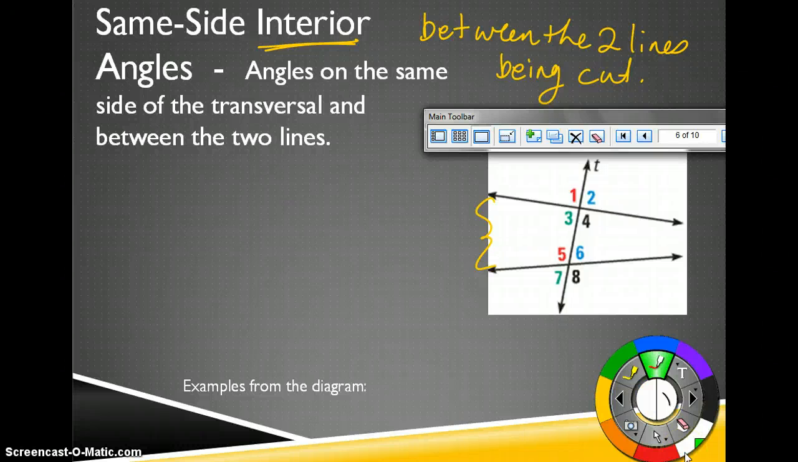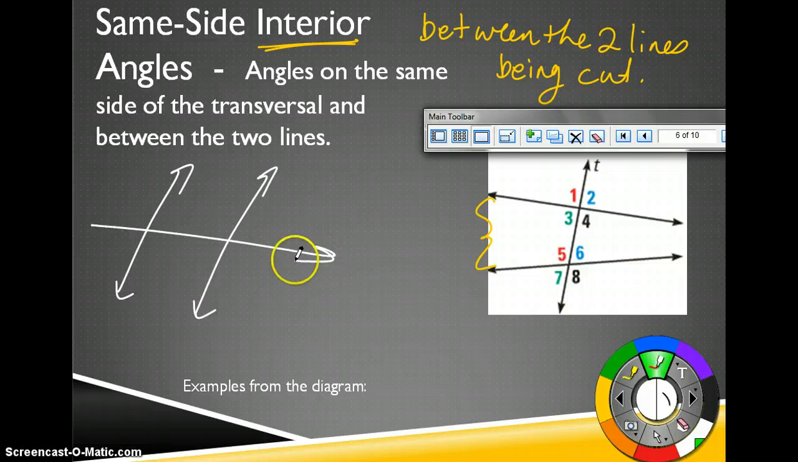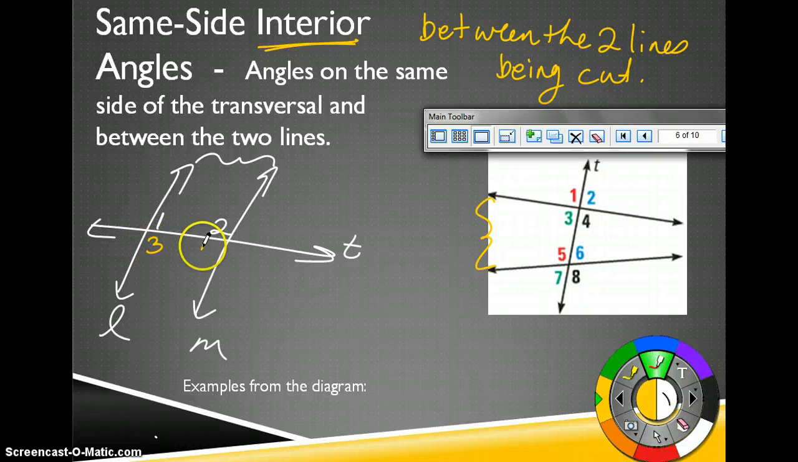So again, we'll draw another diagram. I'm going to switch this one a little bit. Let's do a line that's slanted there and there. And now our transversal is going to be sideways. So there's our transversal T, L, and M. Now we're looking at above versus below, pretty much. So same side interior angles. We need to be between the two lines. So we're looking at something like angle 1 and angle 2 right there. Same side of the transversal, both above, and then inside. So angle 1 and angle 2 there, or angle 3 and angle 4.